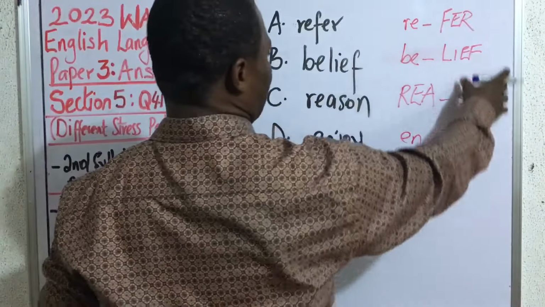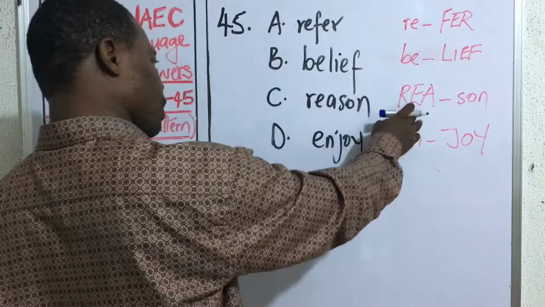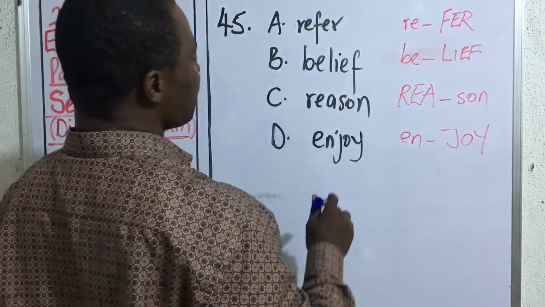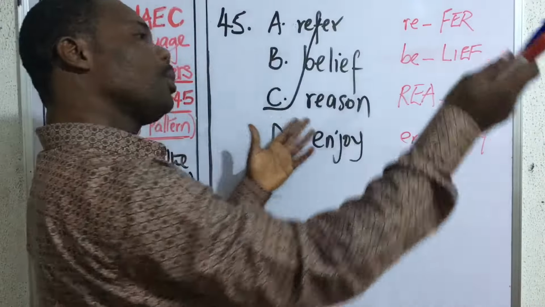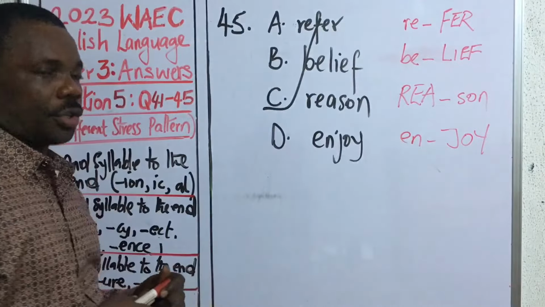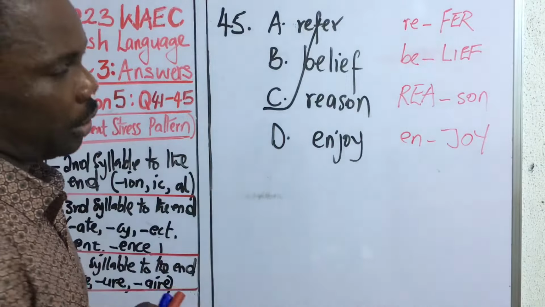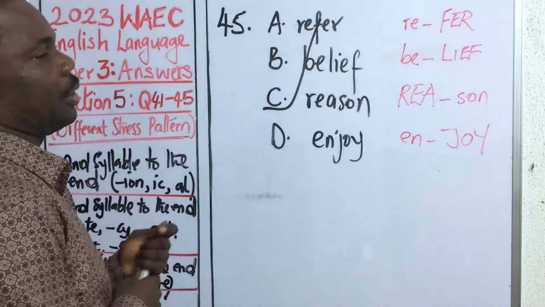While all others have their stress on the second syllable, option C, that's reason, has a stress on the first syllable. So that is that on section 5 of the just concluded 2023 oral English examination.